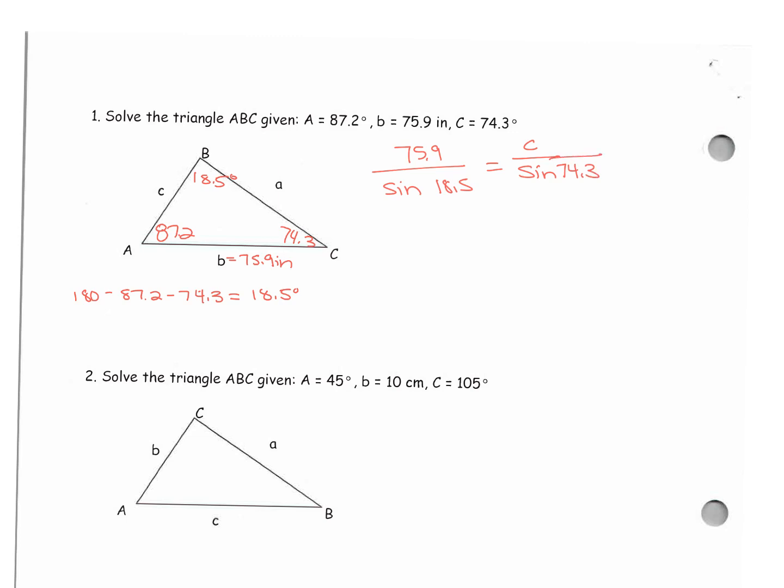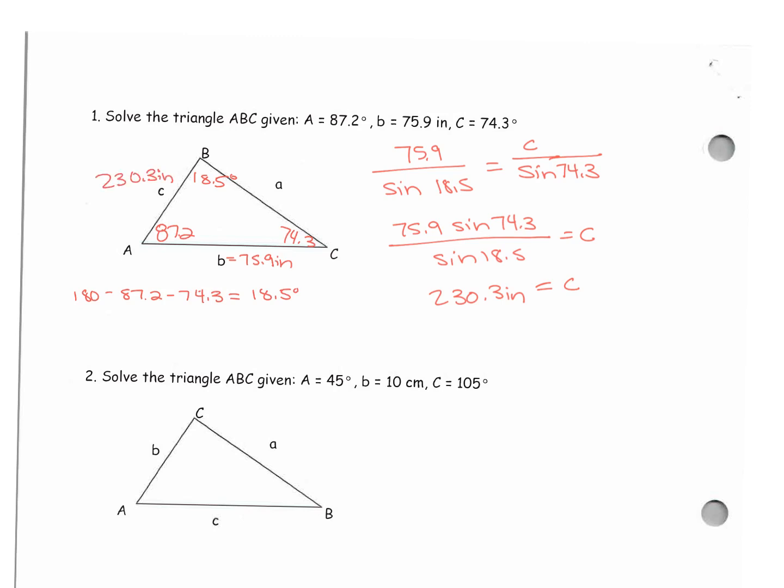So I'm going to multiply that sine of 74.3 over to the other side. And when I do that, I get 75.9 times sine of 74.3 divided by sine of 18.5. And when I put that into my calculator, I get that C is equal to 230.3 inches. This is what I meant by not drawn to size.